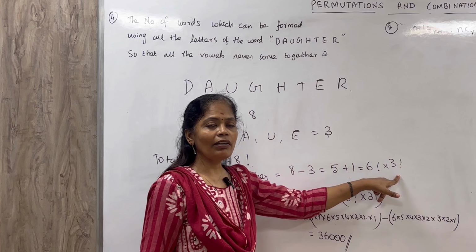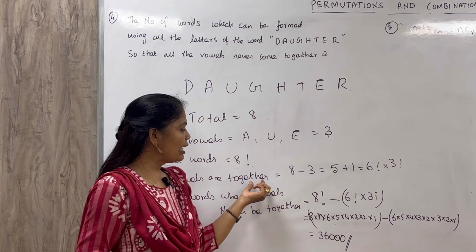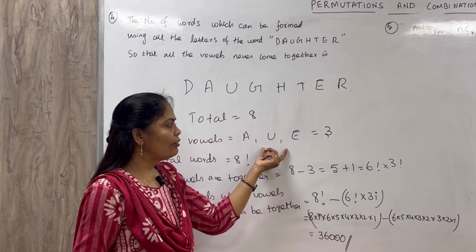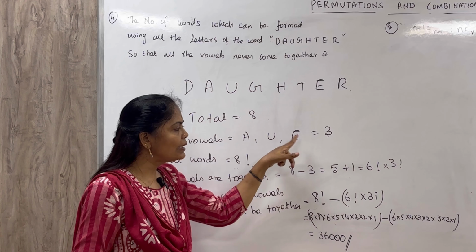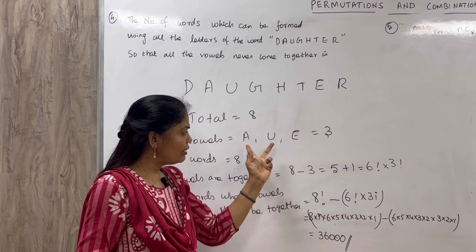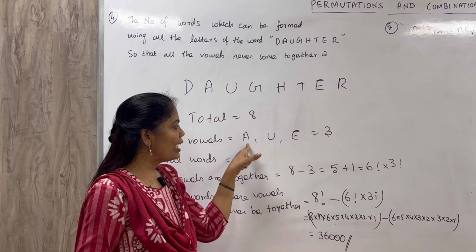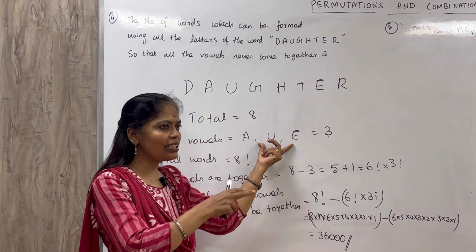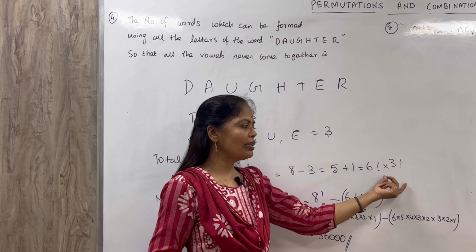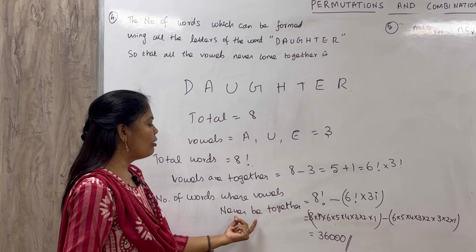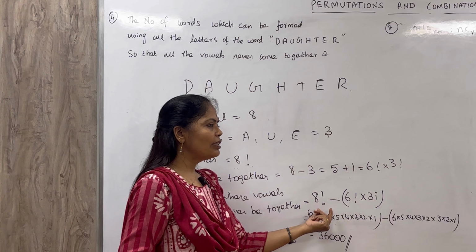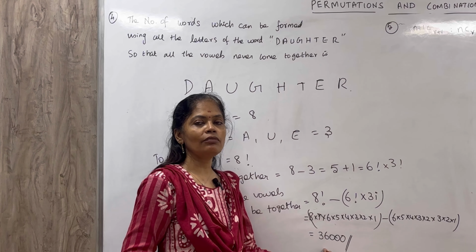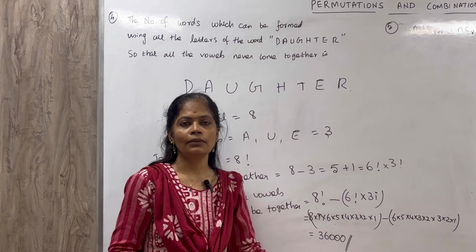And why again into 3 factorial? Because we are taking all the vowels together. There are 3 vowels, A, U, E. All the 3 vowels should be together, but all the 3 can change their places. That is, A is in the first place, or it can come second or third. All the 3 can interchange their places, so in 3 factorial ways. So the total number of words where the vowels never come together is the total words minus the words where all the vowels are together. So the total words we can make using the word DAUGHTER is 36,000.